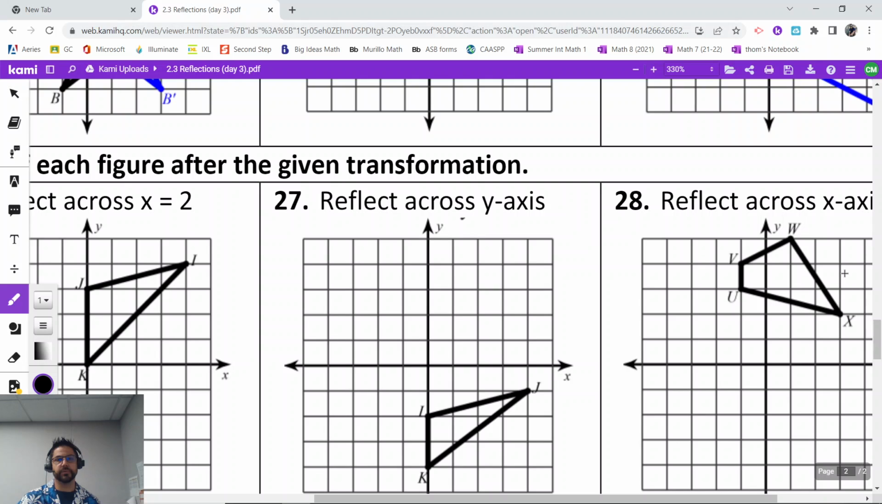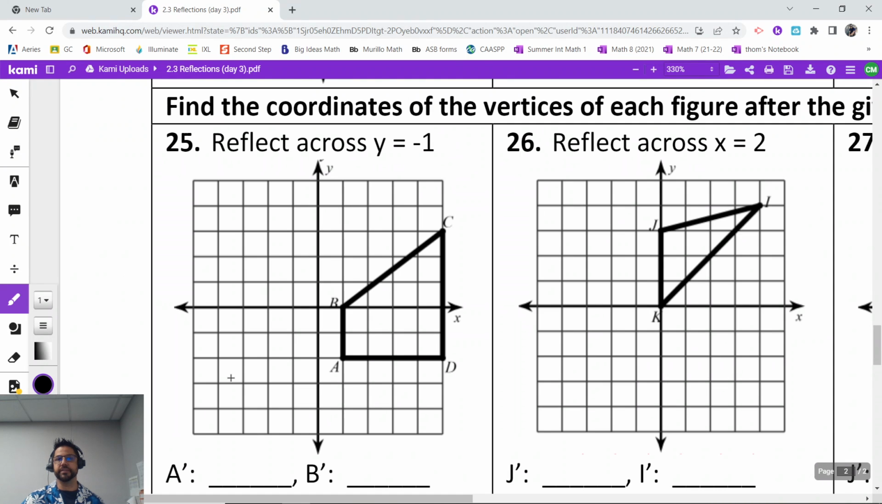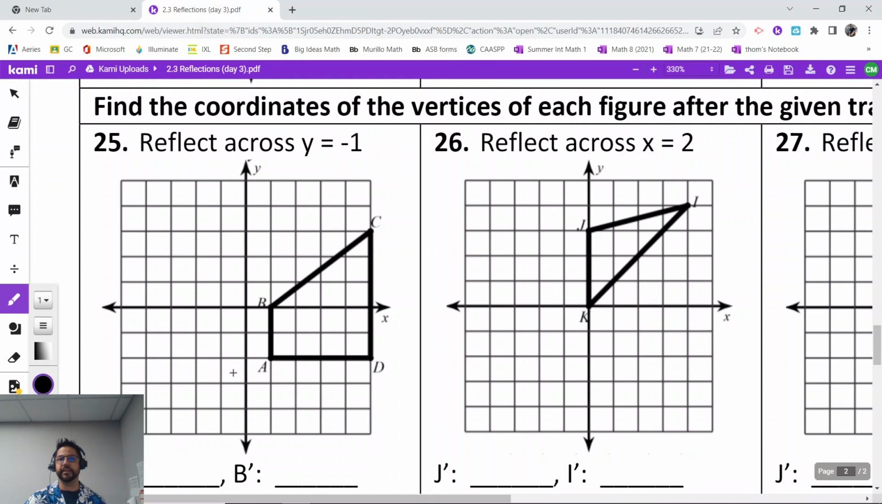Find the coordinates of the vertices of each figure. So for this one, it wants you to go ahead and actually reflect it, but then write down the ordered pairs. Now, we might ask you specifically about the quadrants, or we might ask you about the vertices. So let's see, which one should we do? Let's do x equals 2.